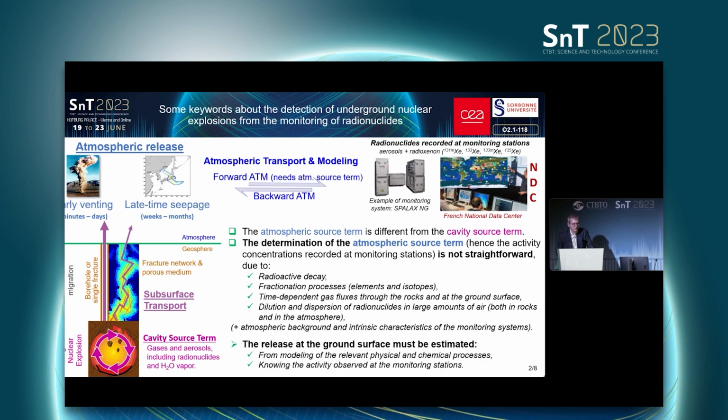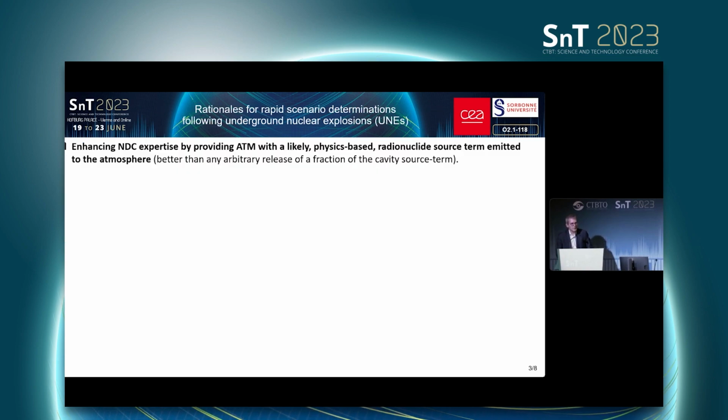Therefore, the release at the ground surface must be estimated from modeling of the relevant physical and chemical processes and knowing the activity observed at the monitoring stations, plus some information coming from the nuclear test site. This is what I call a scenario. The rationale for rapid scenario determinations following underground nuclear explosions is mainly to enhance NDC expertise by providing ATM with a likely physics-based radionuclide source term emitted to the atmosphere, which will be better than any arbitrary release of a fraction of the cavity source term.